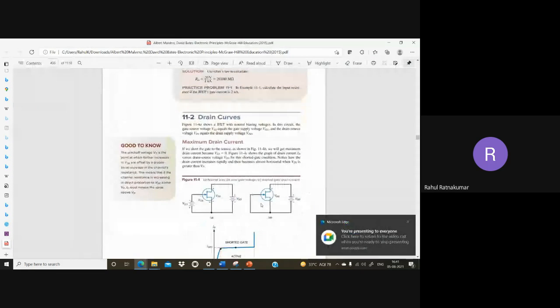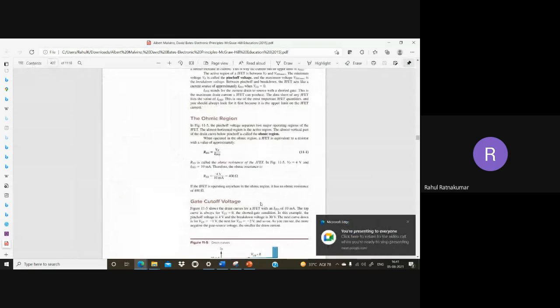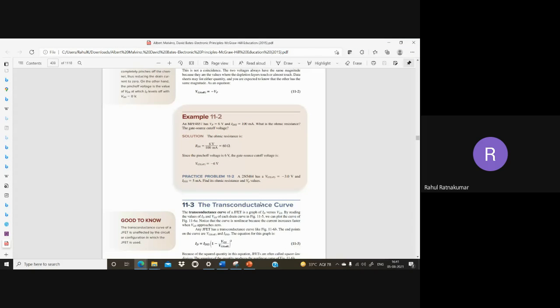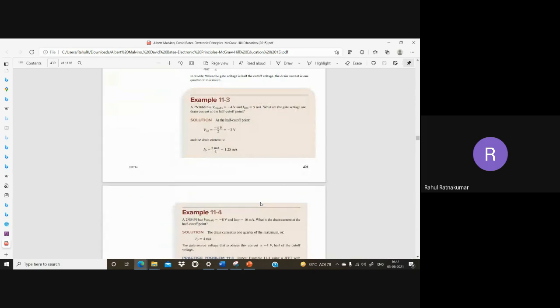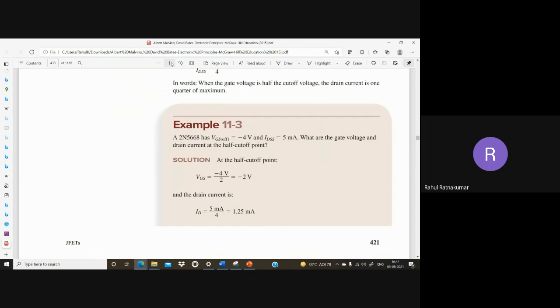So yeah, we'll have some solid problems. I hope it is visible. This one we are taking from Malvino. Okay, I hope it's visible.